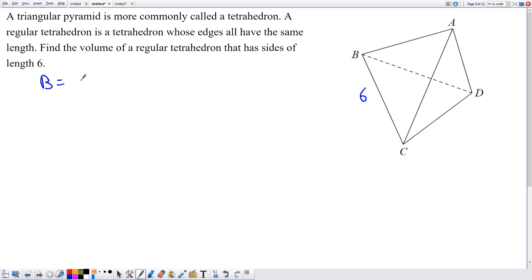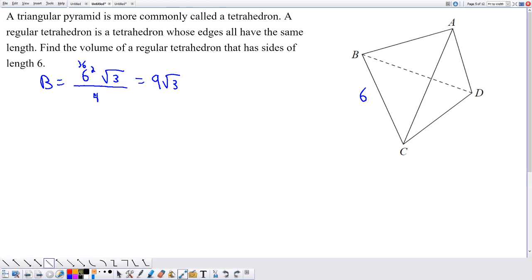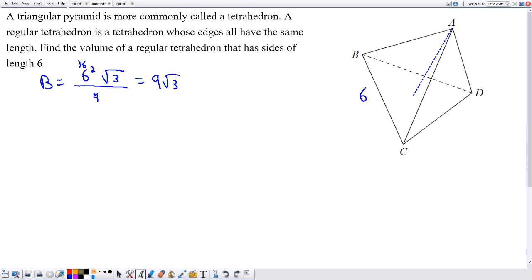The formula goes like this. You take the side length, you square it, multiply by the square root of 3, divide by 4. Now this becomes 36. 36 divided by 4 becomes 9, and we have 9 root 3 as the area of the base. Now all we need to do is find the height of the pyramid. So the height would be drawn from the apex to the center of the triangle. So somewhere about there. We'll call that point O.